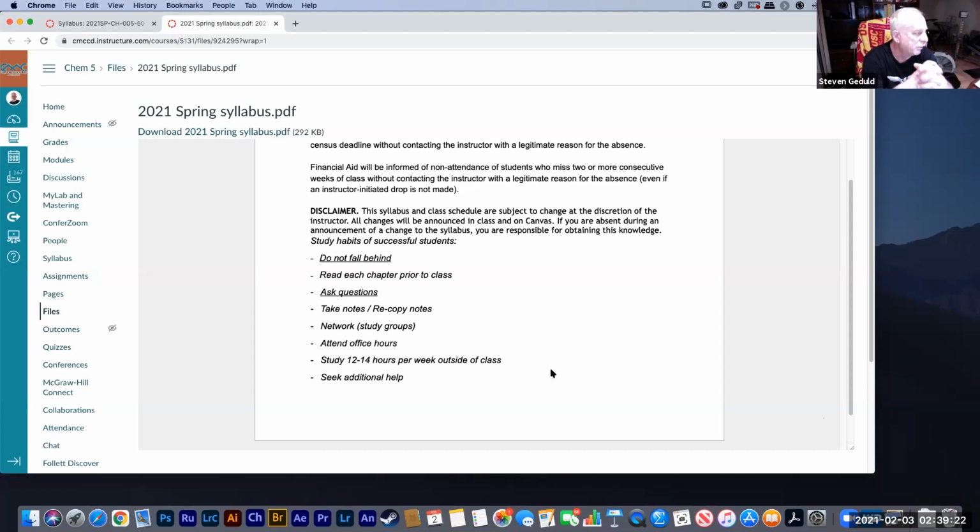I skipped one. Read each chapter prior to class. Like I said, read through it, skim through it. Don't study it really hard because there's certain concepts you're not going to understand until I explain them. But it gives you an idea of what we're going to be talking about, which will help you out.